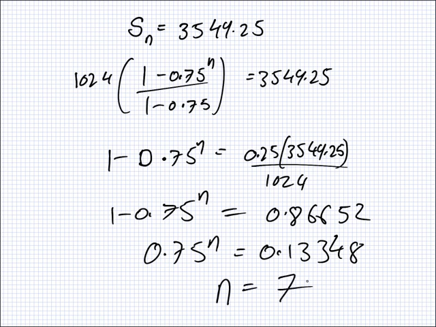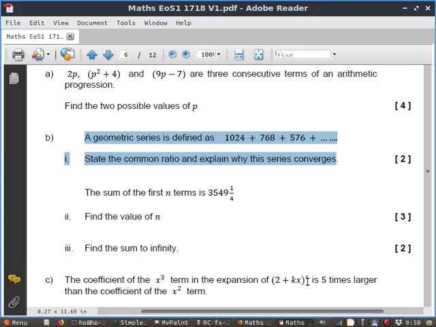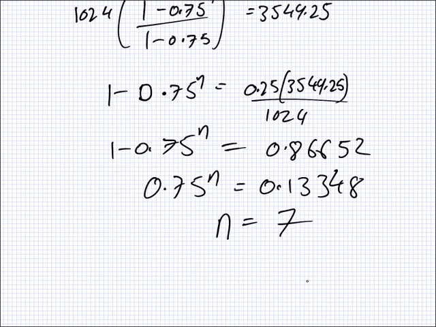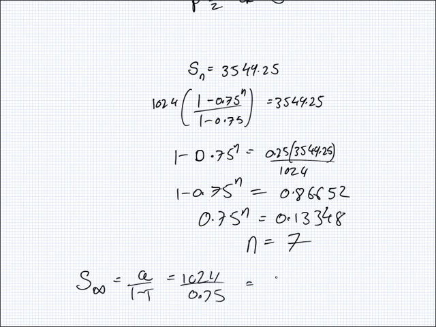Yeah? Still waiting. And lastly, what's S infinity? Well, that's fine. S infinity equals A over 1 minus R, which is 1024 over 0.25, which is 4096.